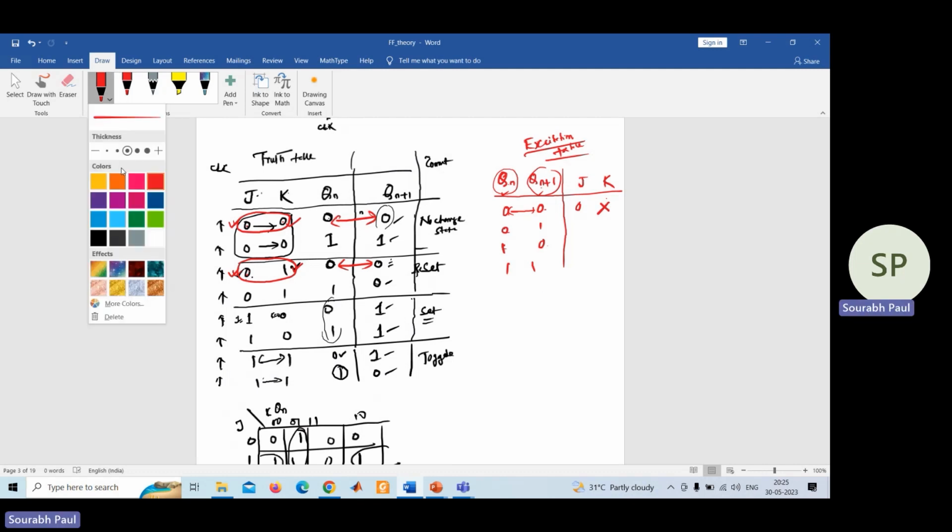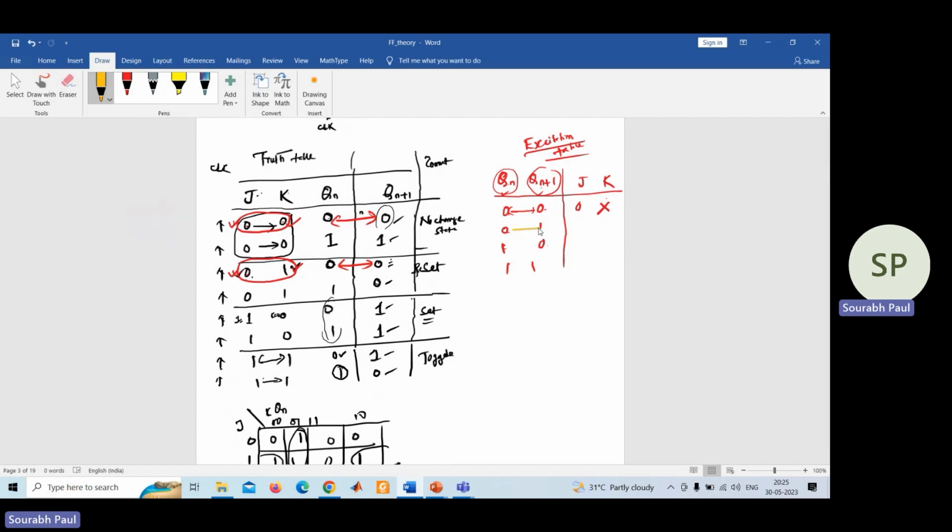Now follow the same thing for the next combination, which is 0, 1. How many times do you have 0, 1 in this truth table? This one time and this one time, two times. In these two cases, J is 1, K equals 0, and in this case J equals 1, K equals 1. So J remains fixed at 1, whereas K is sometimes 0, sometimes 1, meaning it is not depending on K. So the value will be 1, don't care.